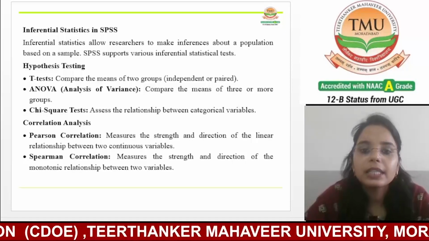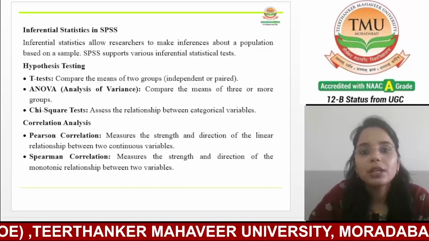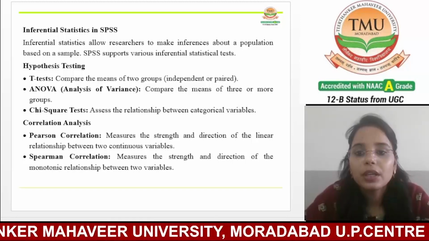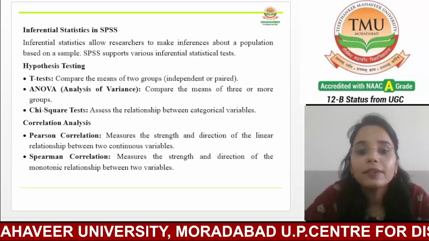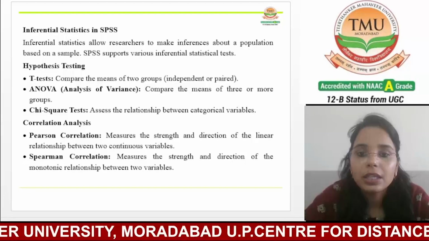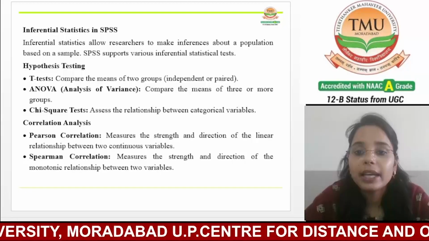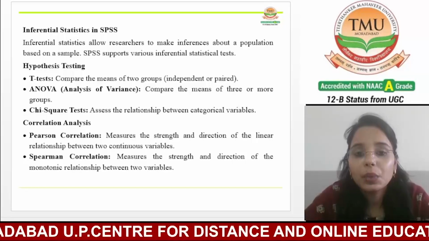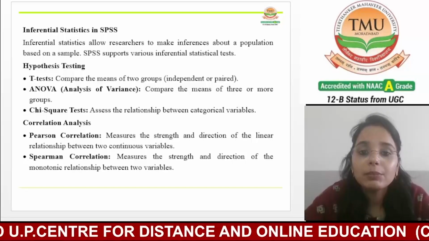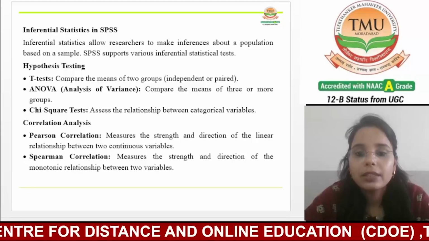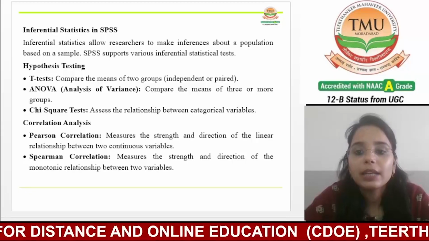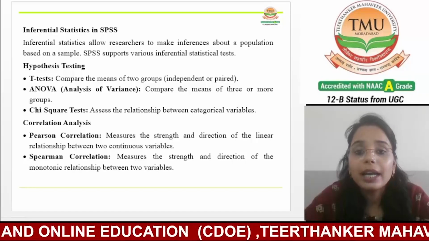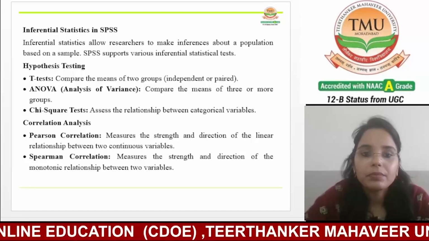In SPSS, the test is performed by selecting the two groups and the dependent variable to be compared. The test assumes that the variances of the two groups are equal, and if this assumption is violated, SPSS provides alternative methods to account for the unequal variances.